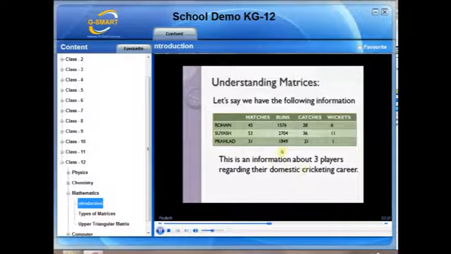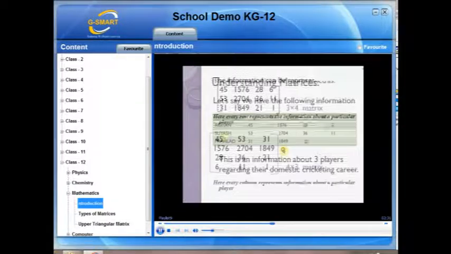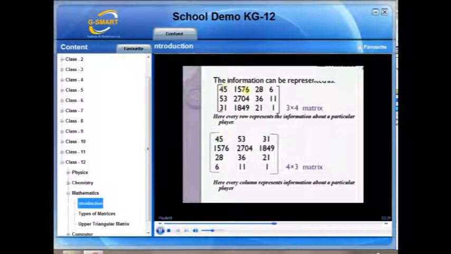Now this is a table regarding the information that has been provided to us about their cricketing career. Let us try to depict this information in the form of a matrix. We can do it as 45, 1576, 28, 6, 53, 2704, 36, 11, 31, 1849, 21 and 1. Now this is actually a 3 cross 4 matrix as it has got 3 rows and 4 columns.